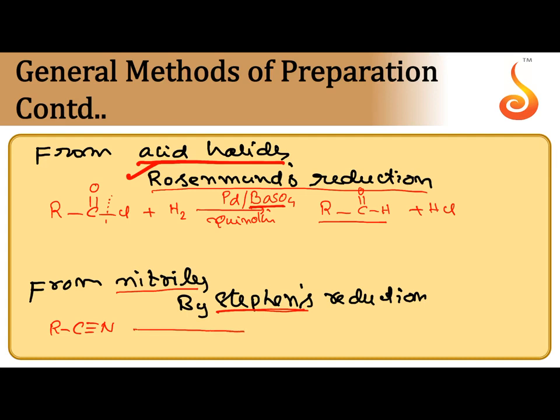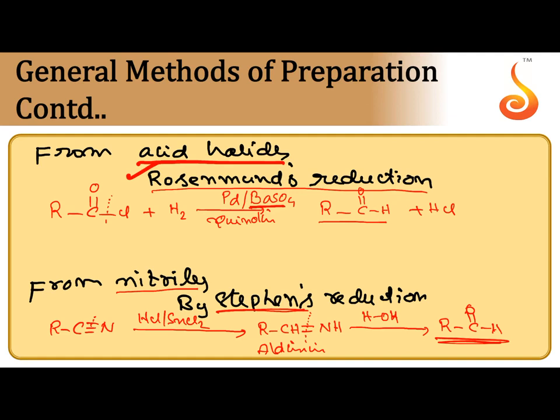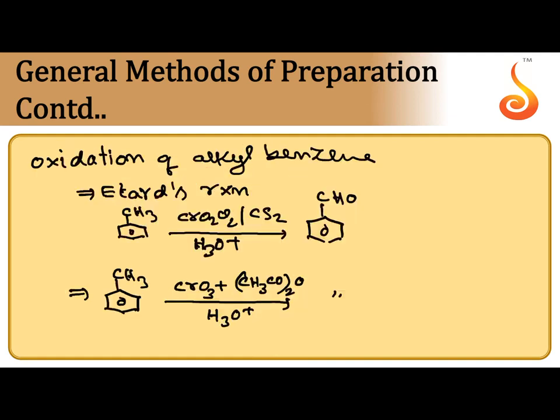When it is subjected to reduction by HCl and SnCl2, the pi bond is broken. RCH=NH, an aldimine, is obtained as an intermediate. Aldimine undergoes hydrolysis later, forming aldehyde and ammonia. So RCHO is formed. This method is also used for the preparation of aldehydes only. Next one, oxidation of alkyl benzene. For the preparation of aromatic aldehydes, we can use oxidation of alkyl benzenes. Etard's reaction.